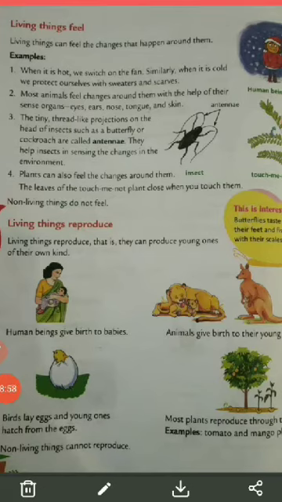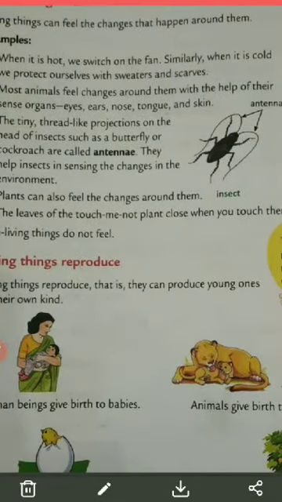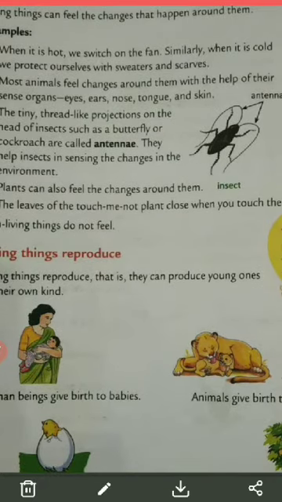Insects like butterflies or cockroaches have small thread-like projections on their head through which they feel the changes in the environment. These are called antennae.